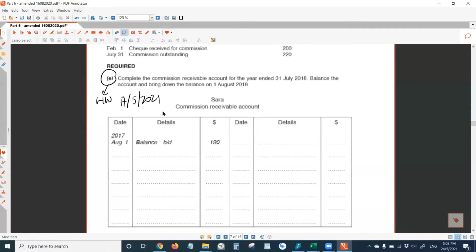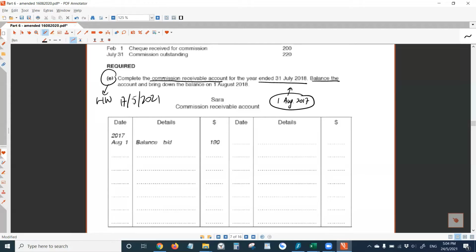Part E is asking to complete the commission receivable account for the year ended 31st July 2018. See the year end, and go and determine the beginning of the year, which is 1st of August 2017. If you are not sure whether it's right or wrong, calculate with your fingers. Ensure that this period is 12 months, then the beginning of the year is correct.